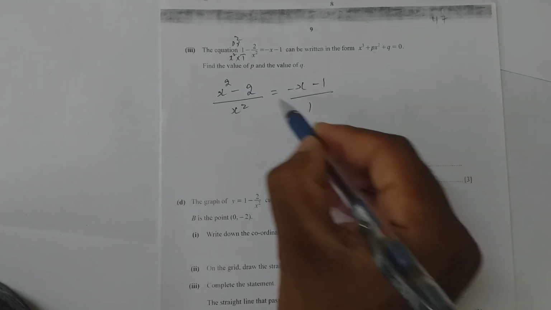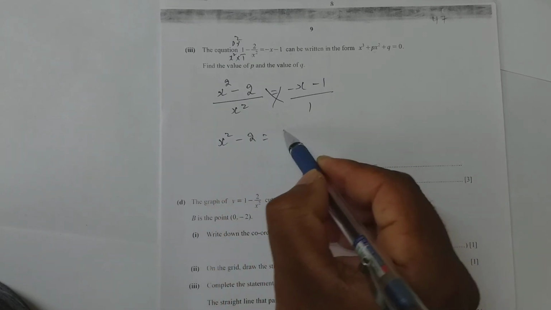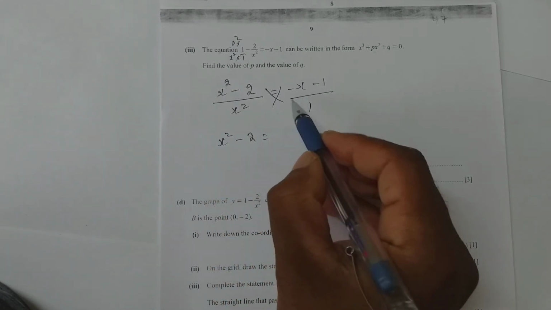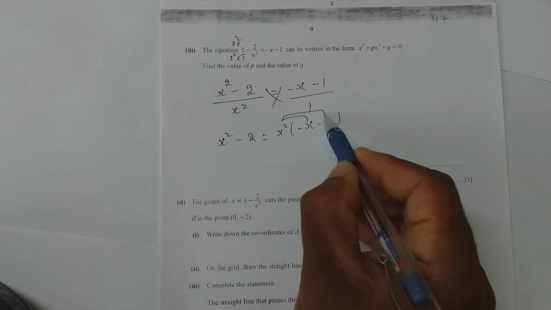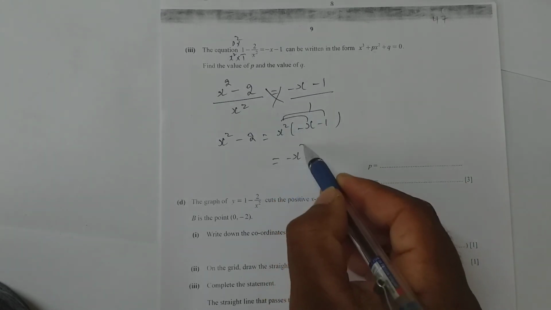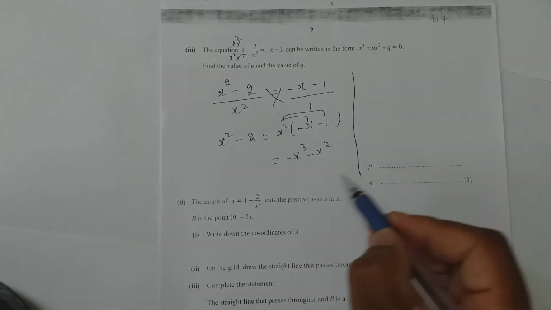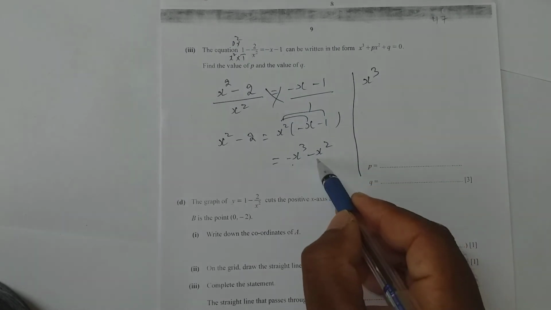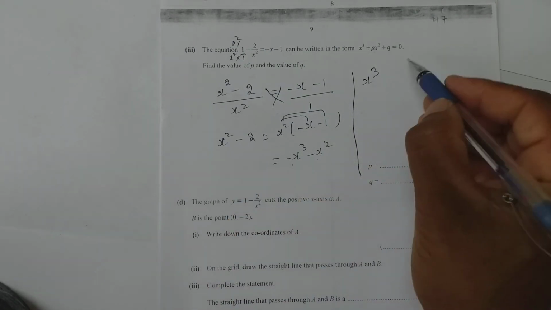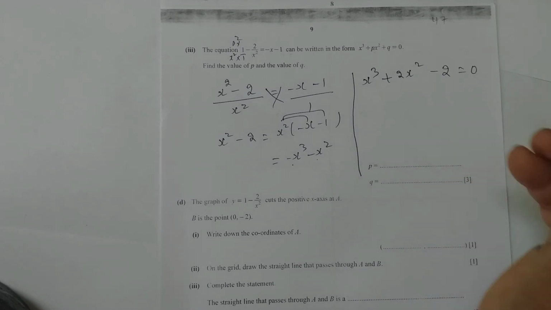Okay. Now cross multiply, that's it. So x square minus 2 equal to x square into minus x minus 1. This multiplies to each, so minus x cube and minus x square. Take all to the one side. So x cube. Now this goes plus x square, and plus x square becomes plus 2x square, minus 2 equal to 0.